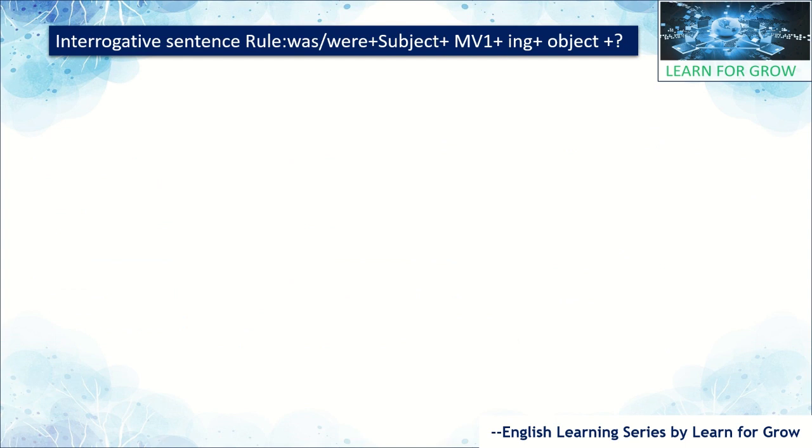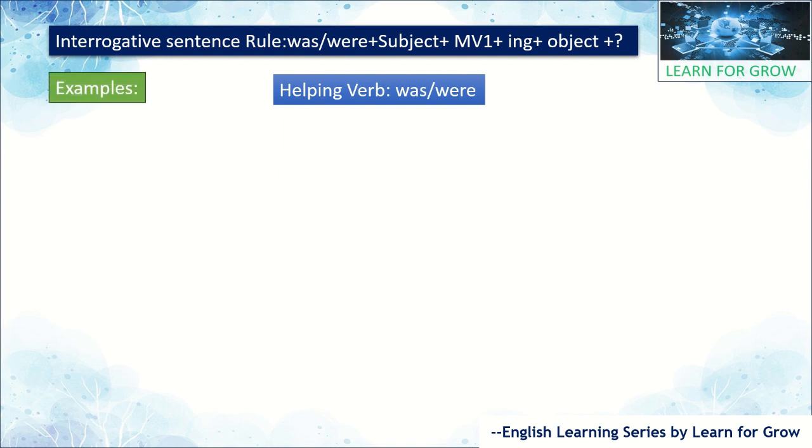Let's have a next one, interrogative sentence rule. As we know, in interrogative sentence rule, we need to place the helping verb first of all. See here, structure of an interrogative: was, were, subject, main verb form 1, ing plus object, and at the end a question mark. Okay, this is the structure of an interrogative sentence rule.